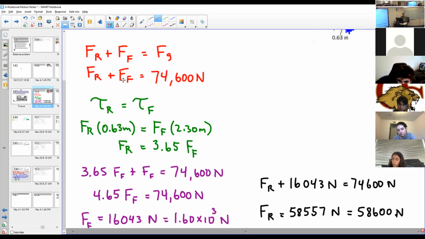And then I can plug that back into the same equation. Now I know the front wheel force, so I can solve for the rear wheel force, and it is about 59,000 newtons. You get slightly different results if you use 10 versus 9.8, but you should get pretty similar results.